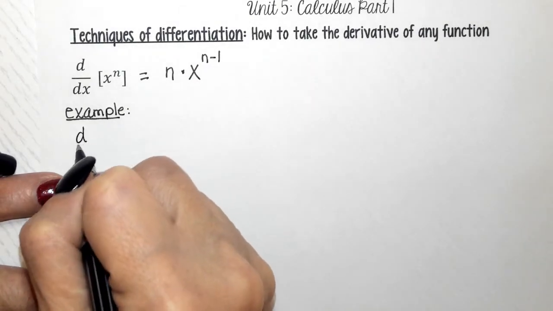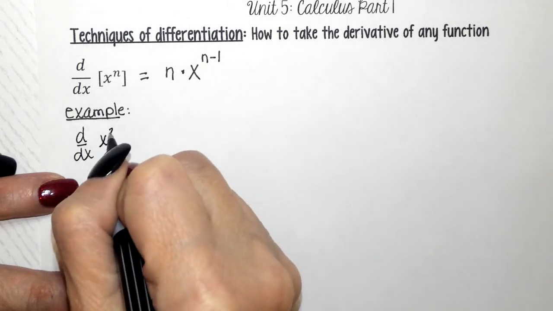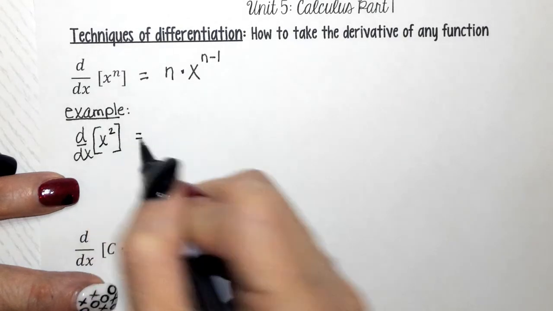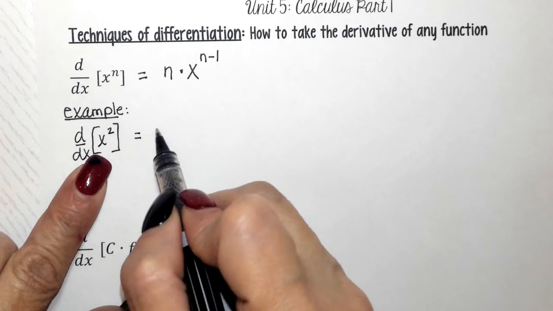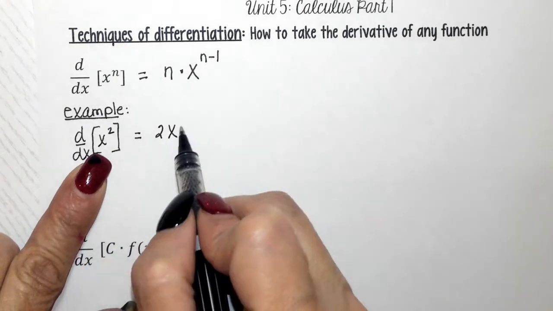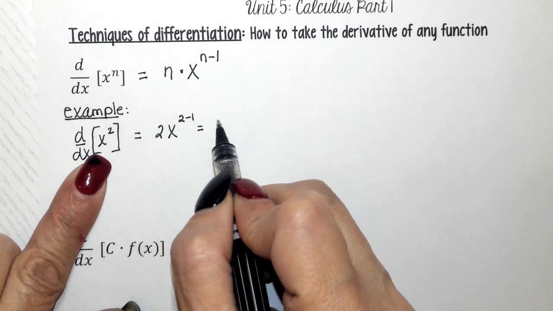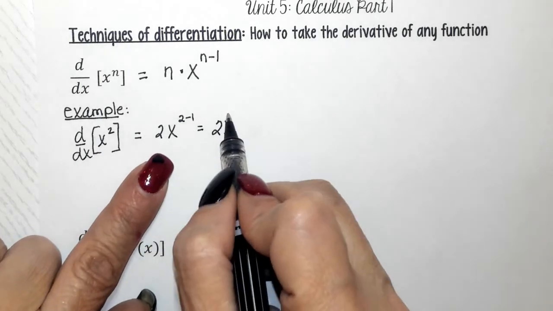So if I do the derivative of x squared, the exponent is 2. I bring it to the front. I take the 2 and I reduce it by 1. So that means the derivative is 2x. 2 minus 1 is 1. There's the derivative.